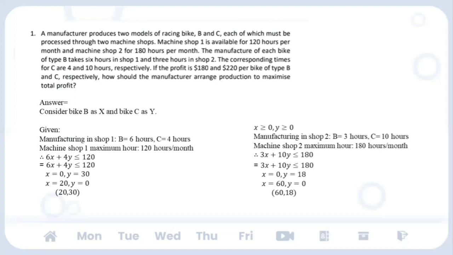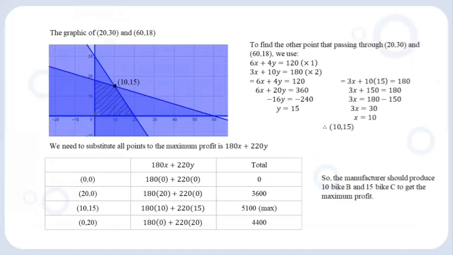The same thing goes with y. If y is 0, then 3x is equal to 180, or x equals 60. Then we can get the coordinates 60 and 18. This is the graph of the 20 and 30 point and the 60 and 18 point.